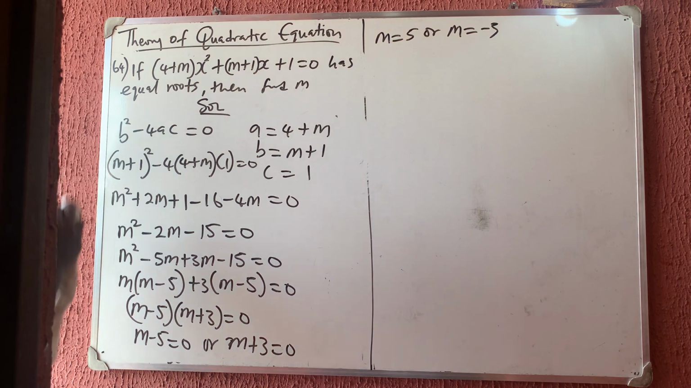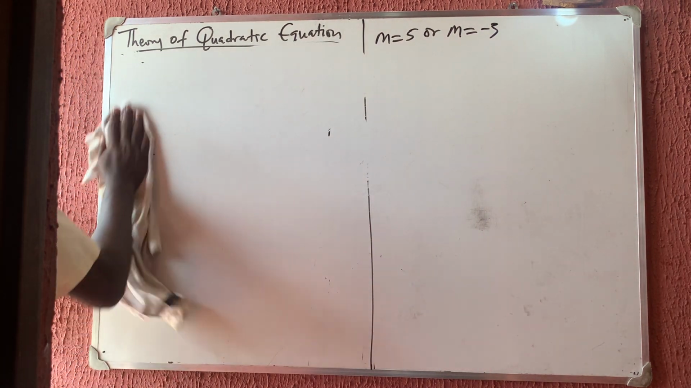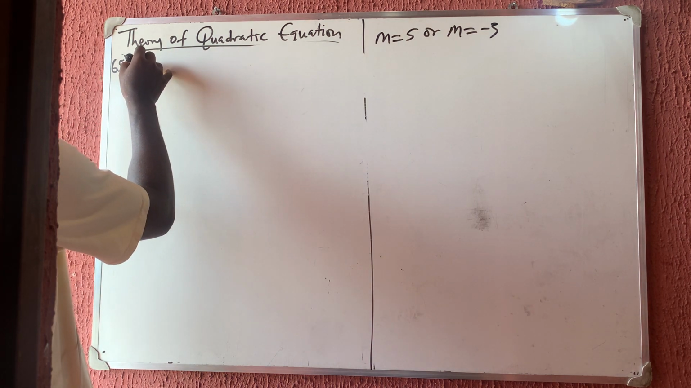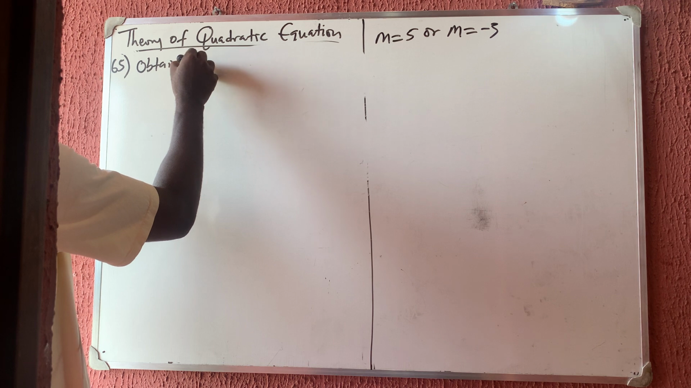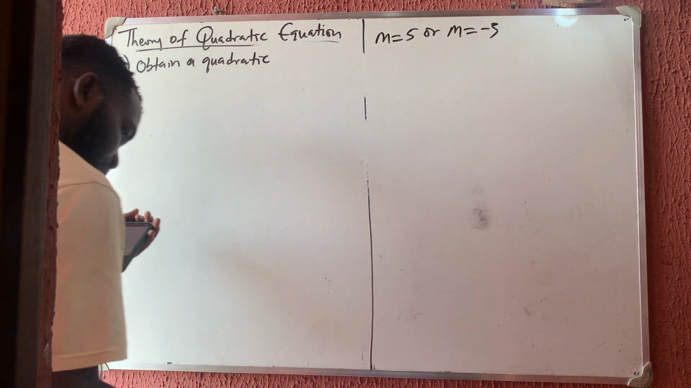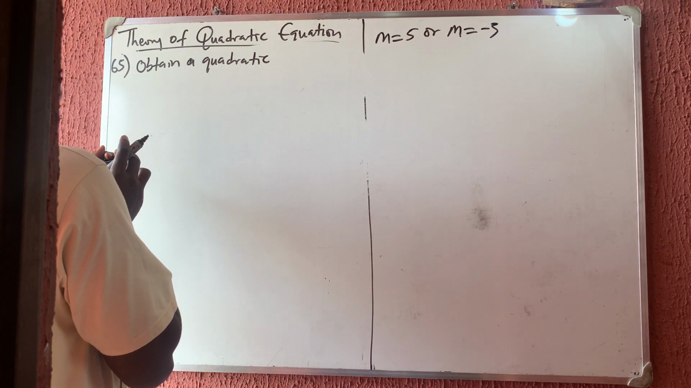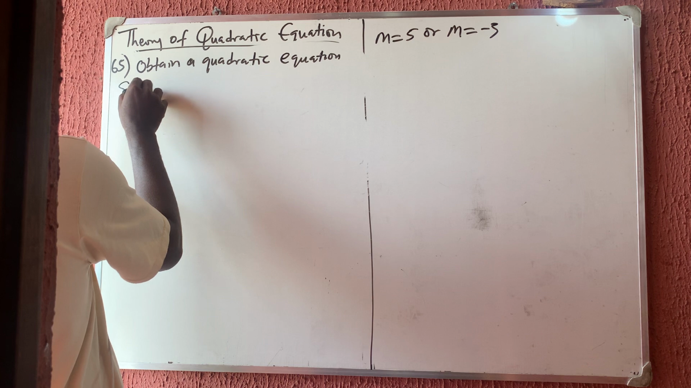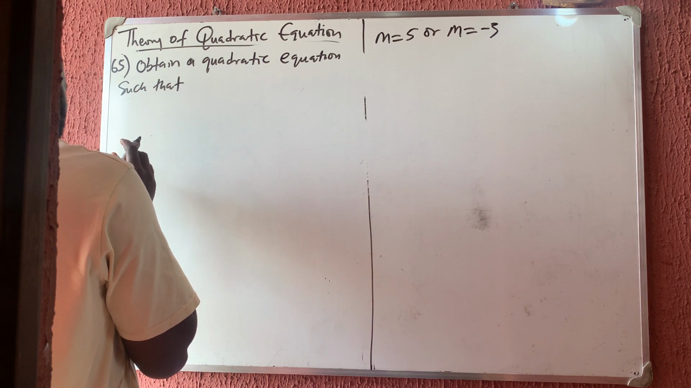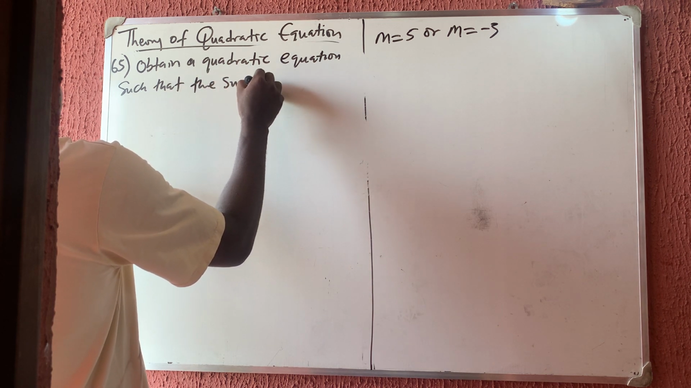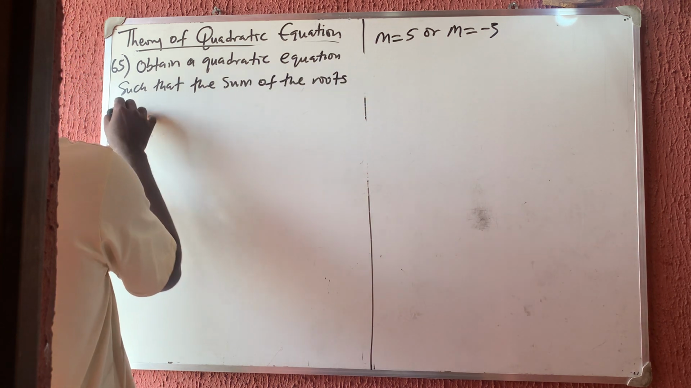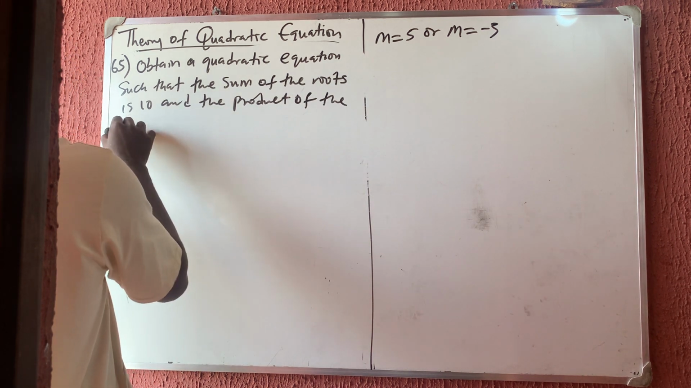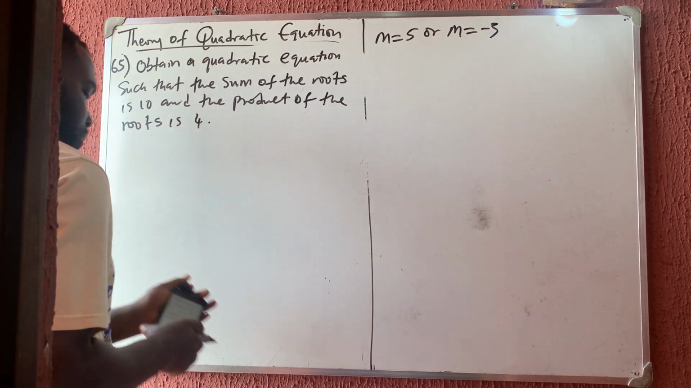So question number 65. Question number 65 said, obtain a quadratic equation such that the sum of the roots is 10 and the product of the roots is 4. Okay, solution, this is very simple.